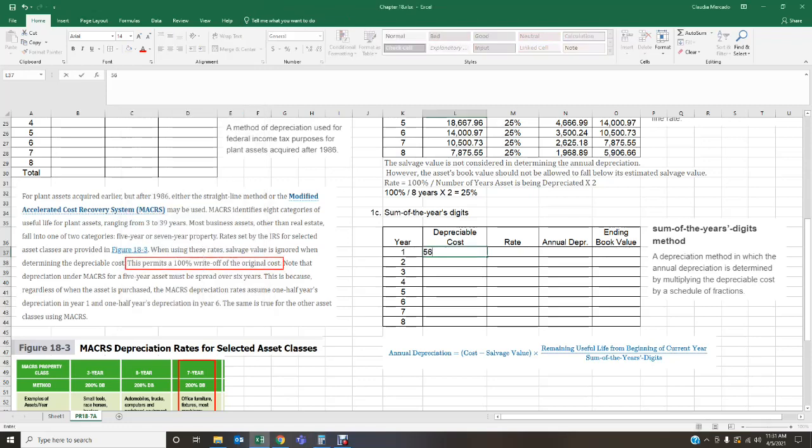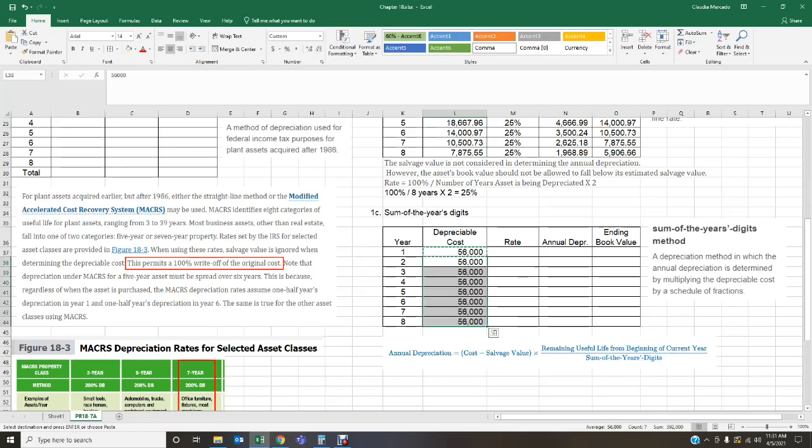And that $56,000 is going to be the base every single year. So I'm going to copy that down. In this particular method, we're going to use $56,000 for all of our calculations, okay? Now, the fun part here is calculating the rate, okay?